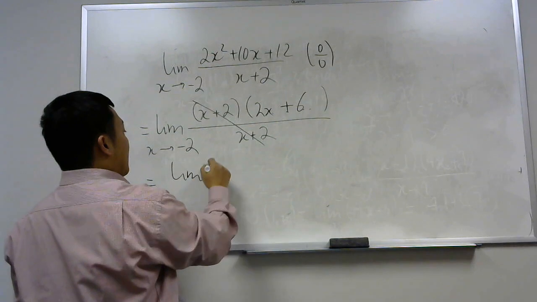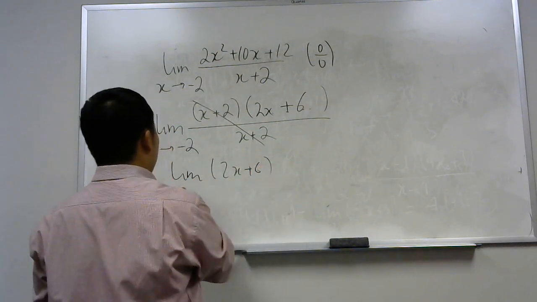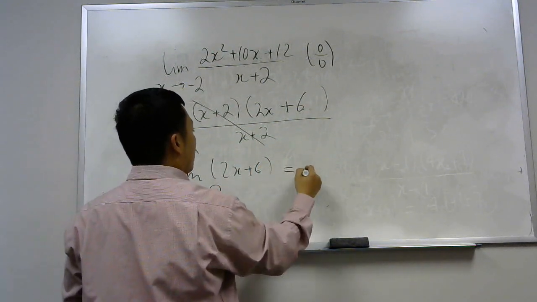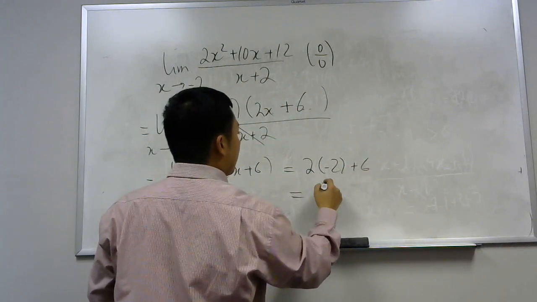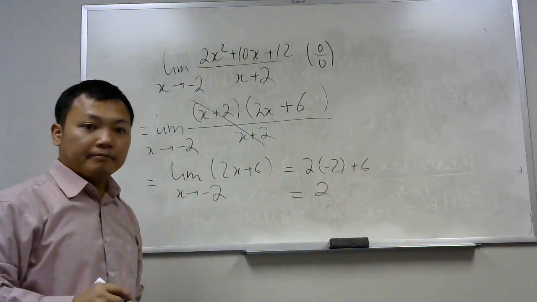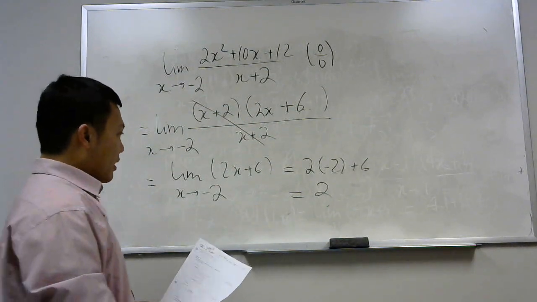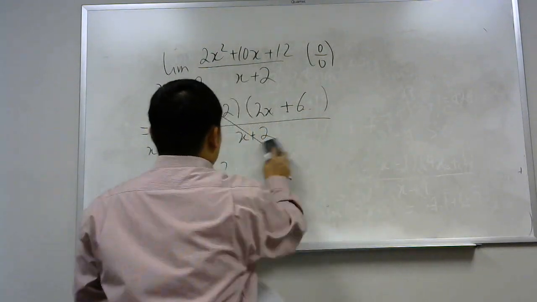So I get the limit of 2x plus 6 when x goes to -2, which is 2 times -2 plus 6. That is 2. Okay? Next question.